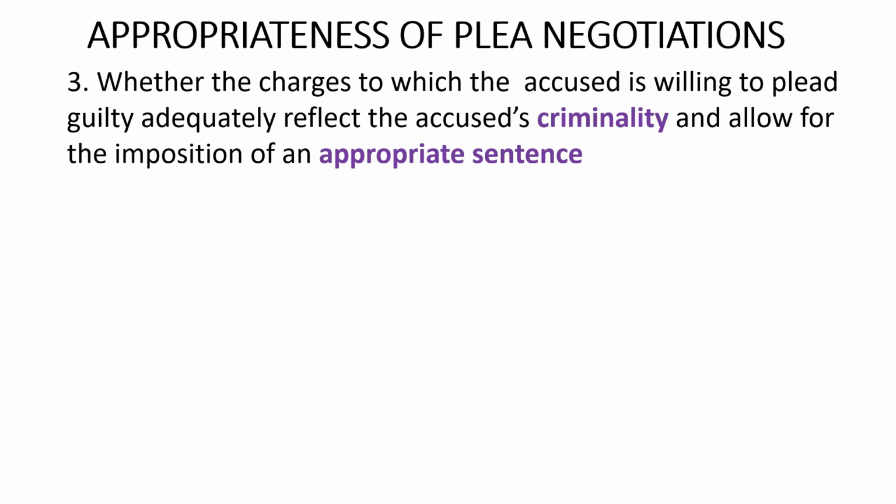In this case, the accused's plea of guilty to manslaughter would adequately reflect the accused's criminality. The accused has, after all, killed another person, and it would also allow for the imposition of an appropriate sentence, in this case, say, 20 years imprisonment, although that, of course, would be a matter for the judge.